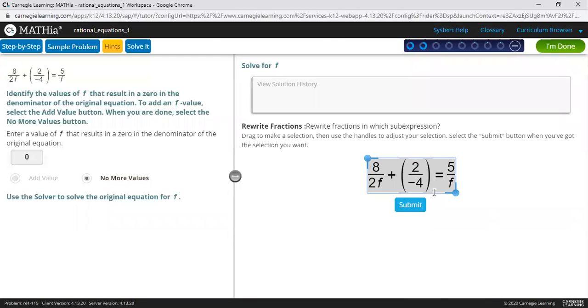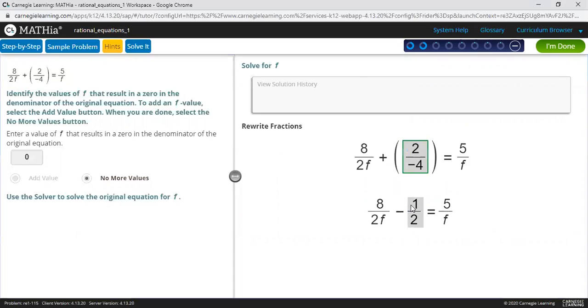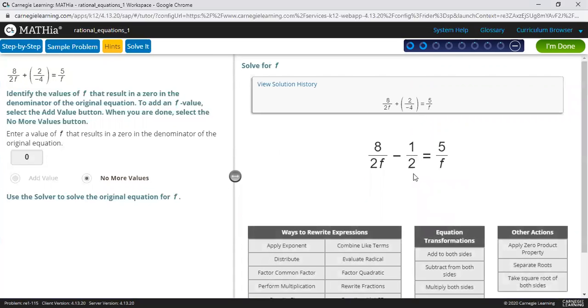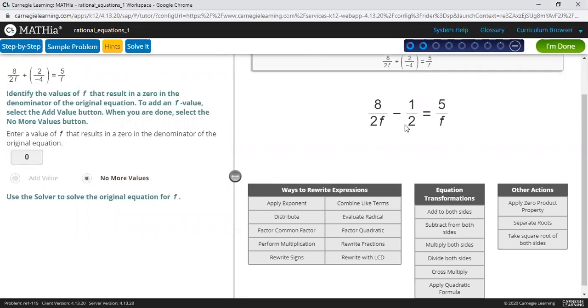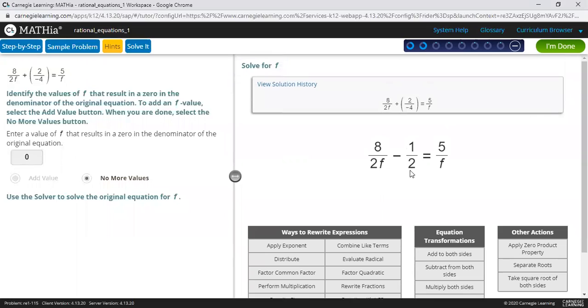And okay, so it accepted that, and it kind of opens this box here. It says, which fraction do you want to rewrite? I'm going to say this one. And there we go. It actually simplifies it for me. And look, it actually combined those fractions within doing that, rewriting those fractions.